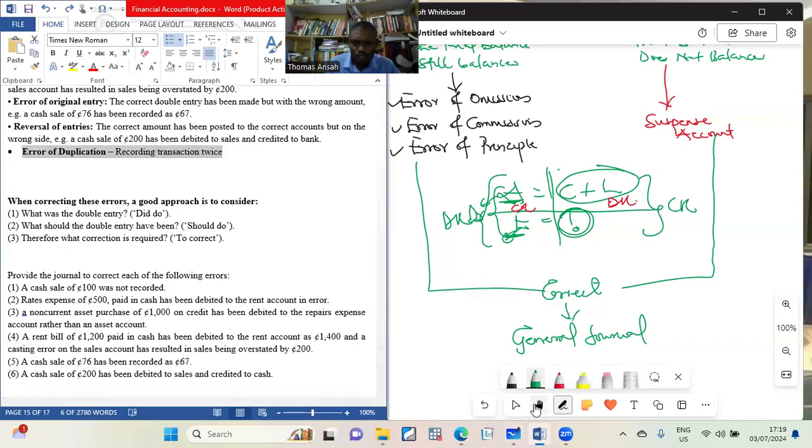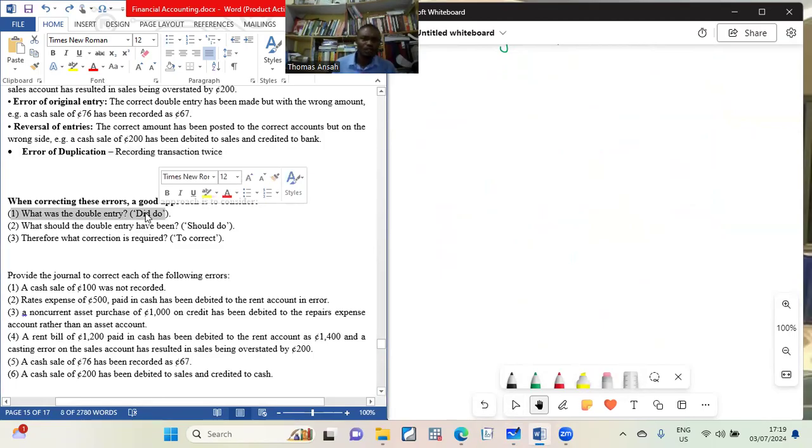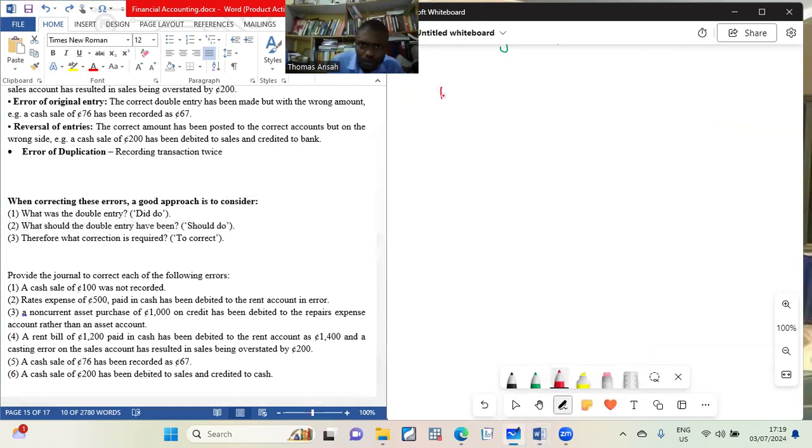Now, what is your approach in dealing with how to solve these kinds of questions? Well, if you want to solve a problem where the trial balance still balances, the first thing you need to ask is: what is the double entry? Whatever error was committed, if it is omission, commission, whatever, what was the double entry they did, the wrong thing that they did? Then what should have been done? You know what should have been done and what they did. So repeat their wrong. These are your steps.